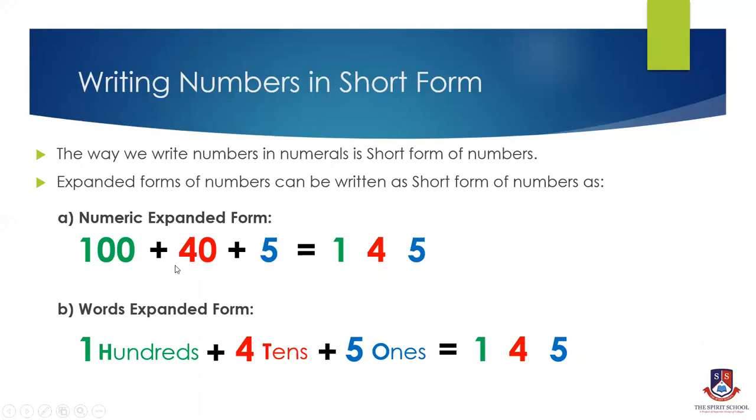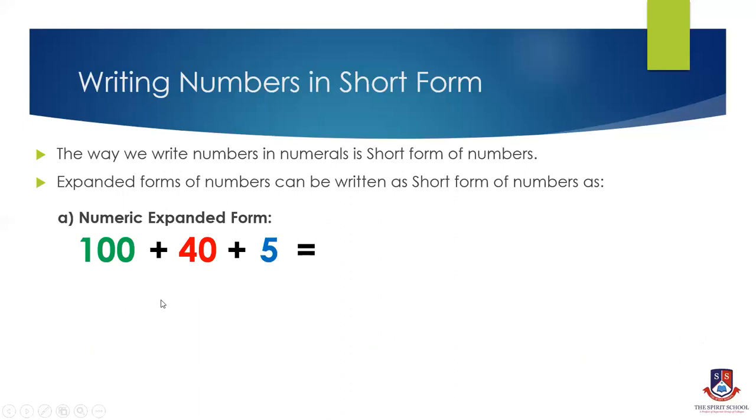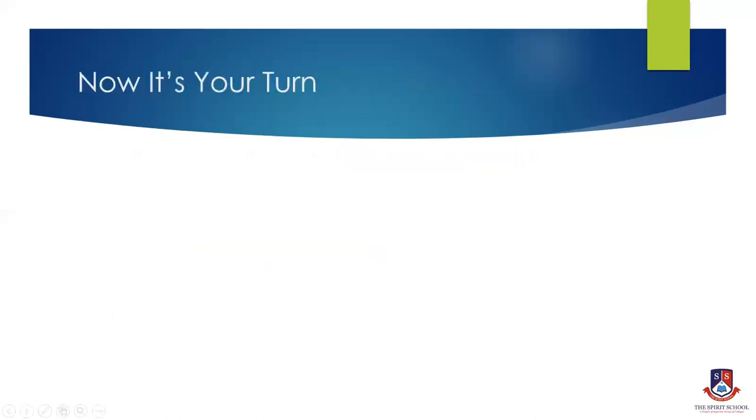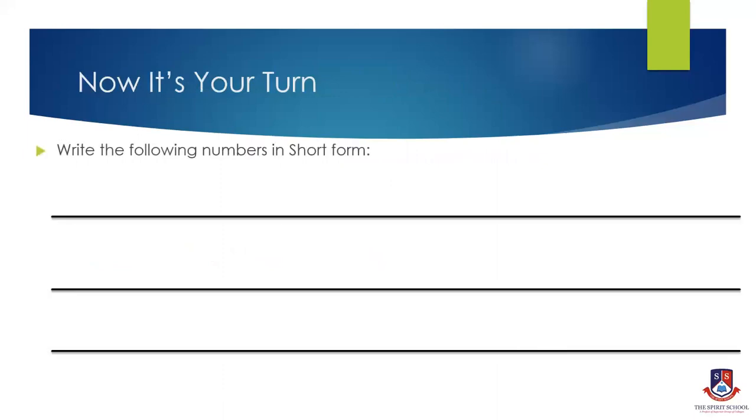So that forms the same number. You can see that the expanded form is represented in two forms. Here the expanded form is written in the numeral form, in numeric form. Here the expanded form is written in the words form. And both the forms can be converted into the same numeric form, which is 145. Now let's move on. Here we have our turn to write the numbers in short form. Firstly, we have 100 plus 80 plus 1. So it is the number 181.